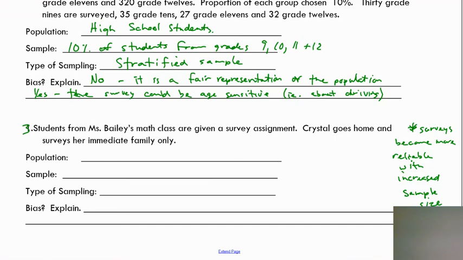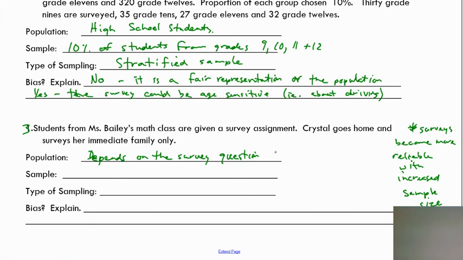Anyways, let's keep going. So who's our population? Well, the population depends on the survey question. So students in this class were given a survey assignment. It doesn't tell us anything more about that. Crystal goes home and asks her immediate family. So it really depends on what the survey question is.